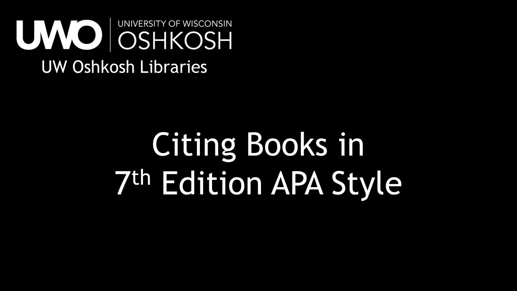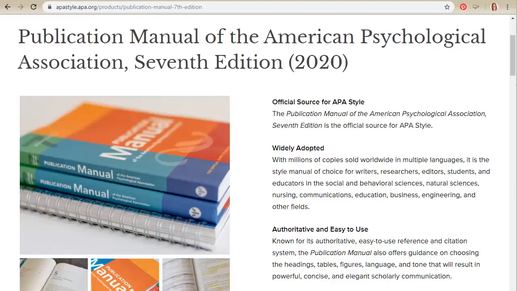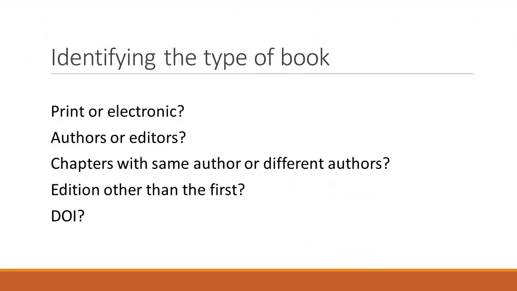In this video, we will cover how to correctly cite books in APA 7th edition. We will discuss several common types of books: authored books, edited books, chapters in an edited book, and ebooks with and without DOIs. Examples and additional guidelines can be found in the 7th edition publication manual of the American Psychological Association.